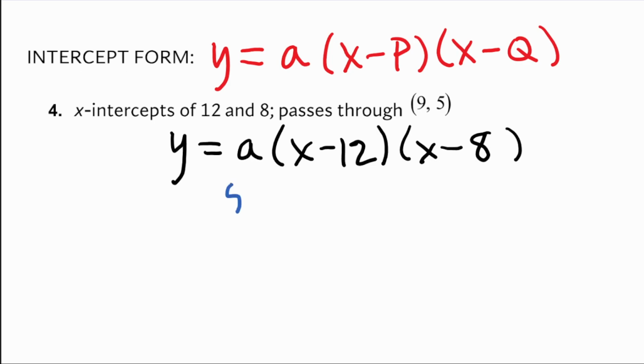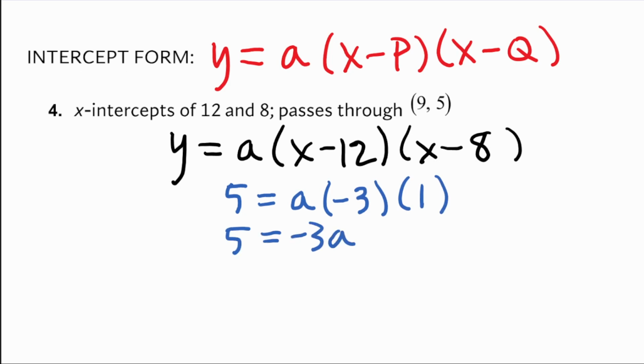So I'm going to say y is equal to 5 when x is 9. So a times 9 minus 12 times 9 minus 8. I'll divide both sides by -3, and I'll get a is -5/3. I can plug that in, and I'll have my intercept form equation.